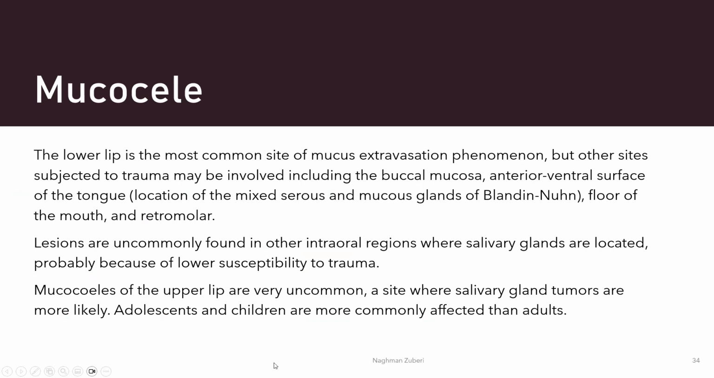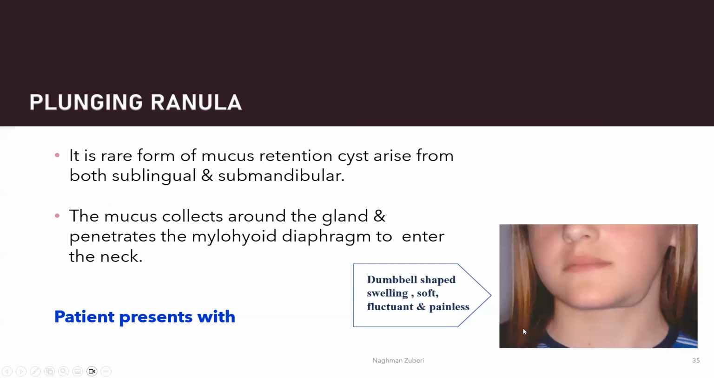Lesions are uncommonly found in other intraoral regions where salivary glands are located, probably because of lower susceptibility to trauma. Mucoceles of the upper lip are very uncommon, a site where salivary gland tumors are more likely to occur. Adolescents and children are more commonly affected as compared to adults.